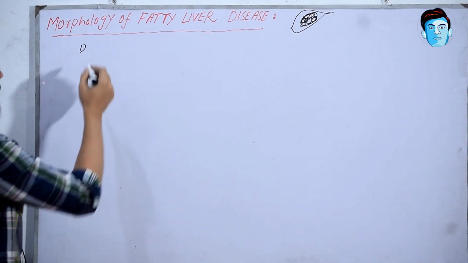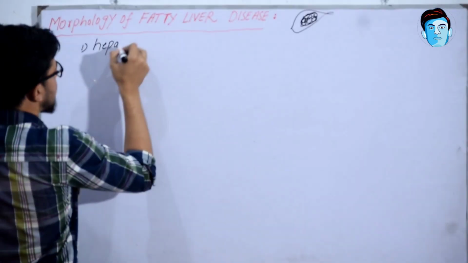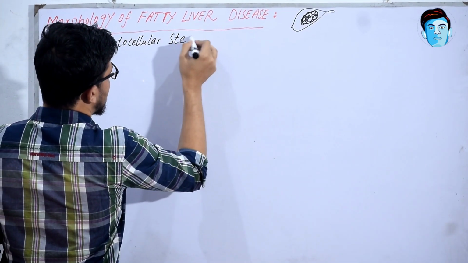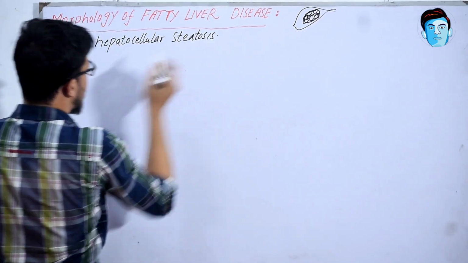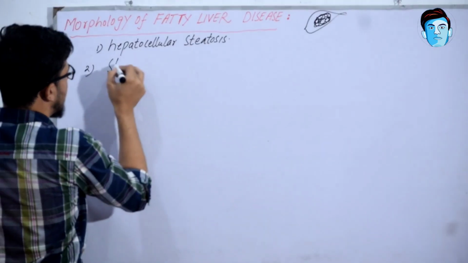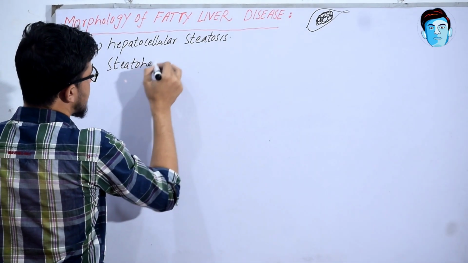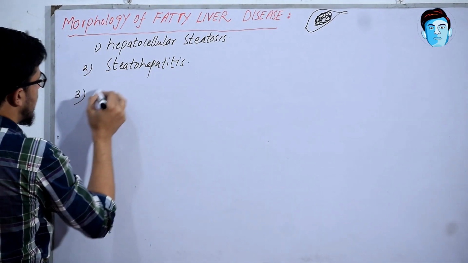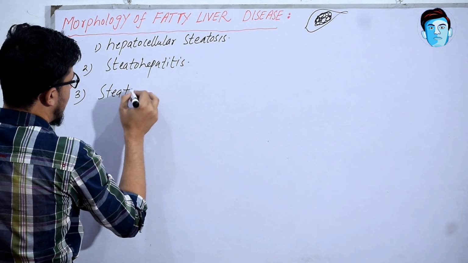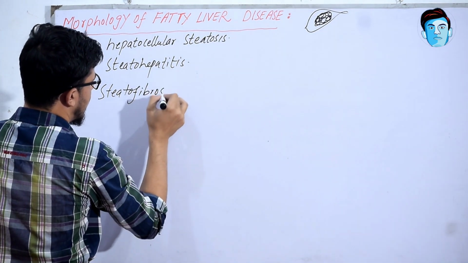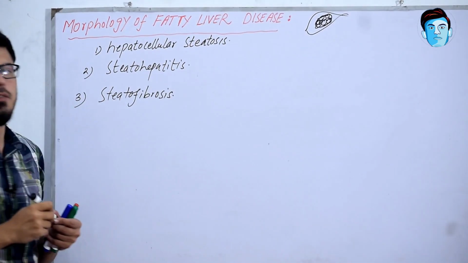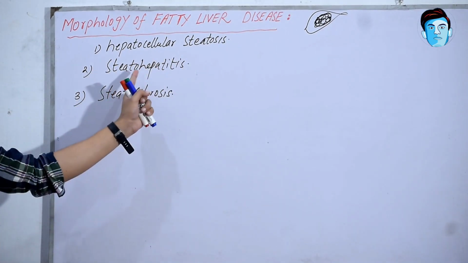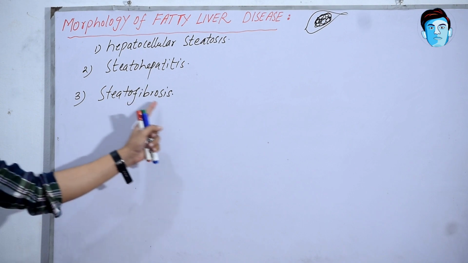So starting with the morphology of fatty liver disease, there are three patterns seen. The first is hepatocellular steatosis, the second one is steatohepatitis, and the third one is steatofibrosis. So in the morphology of fatty liver disease, you will be able to see hepatocellular steatosis, steatohepatitis, and steatofibrosis.